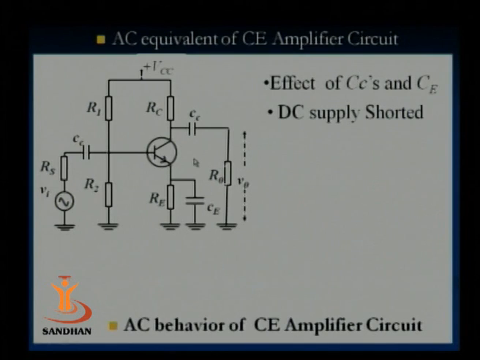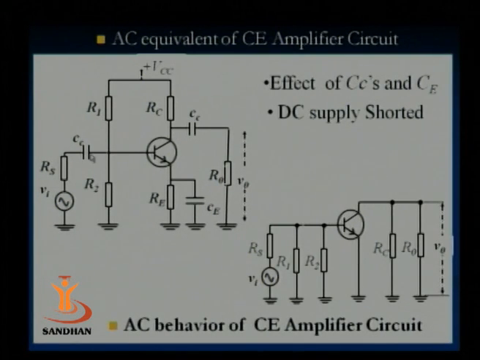So this is the circuit. At high frequency we know that the two coupling capacitors are shorted, so R1 and R2 are shorted to the ground. Likewise at the output, since DC sources are shorted, because we are thinking only of the AC behavior, we consider that RC is grounded, and again RO is grounded. So this circuit is the common emitter amplifier circuit showing the AC behavior.